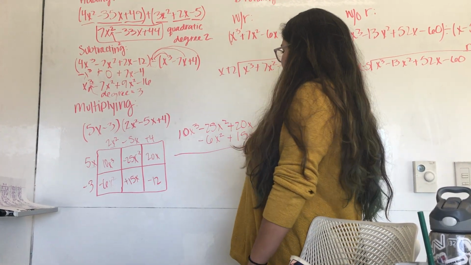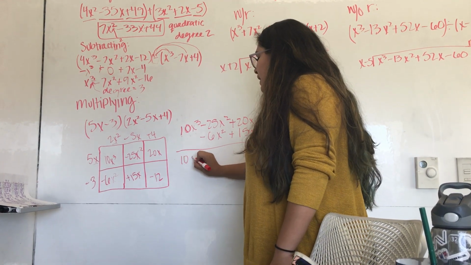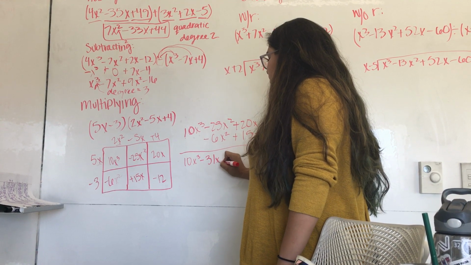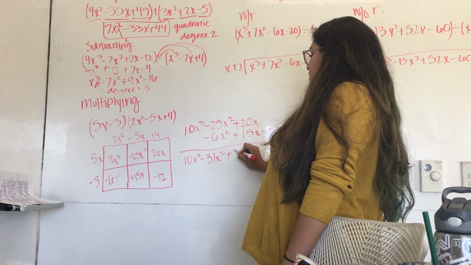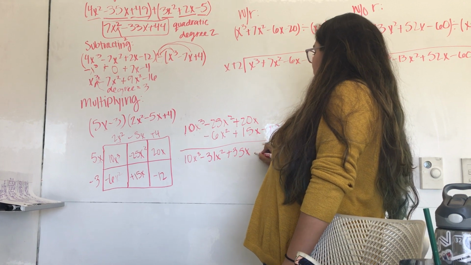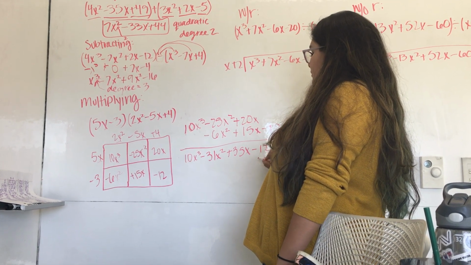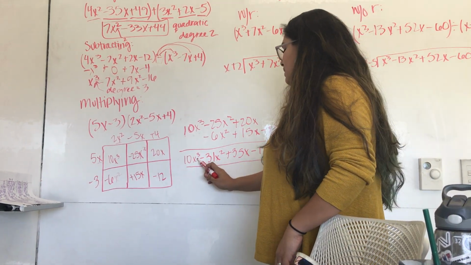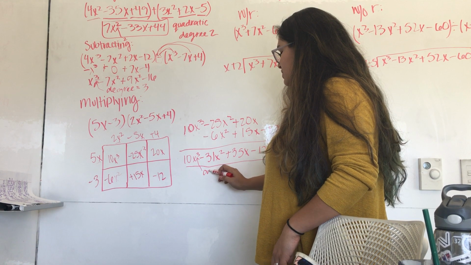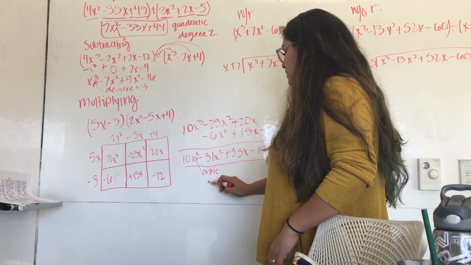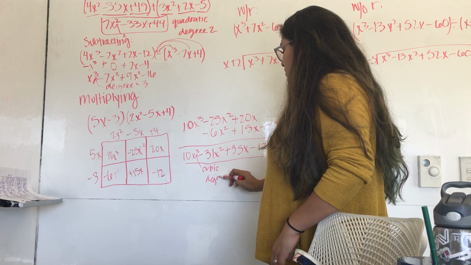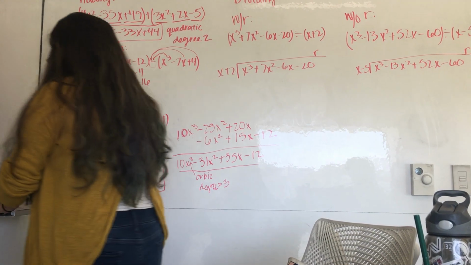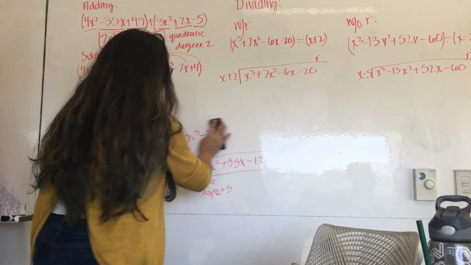And then you add those together, combining like terms, and you get 10x to the third minus 31x squared plus 35x minus 12. And this is the final result. And you get, once again, a cubic function because our degree is 3. So I'm going to erase that really quick because we're going to be moving on to division.